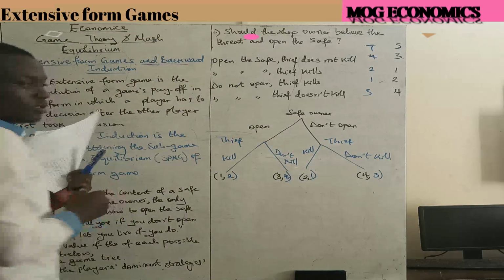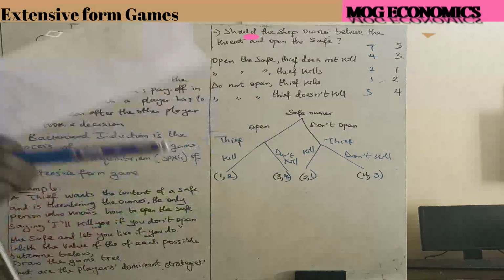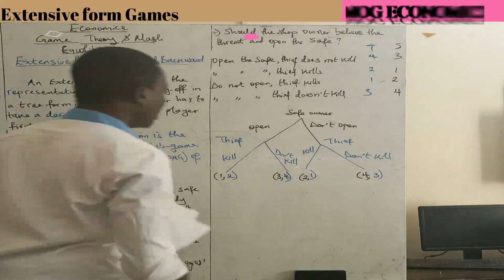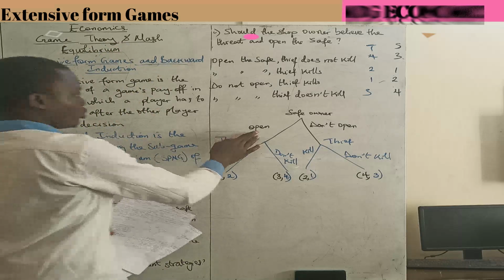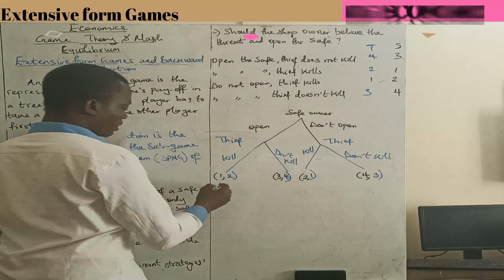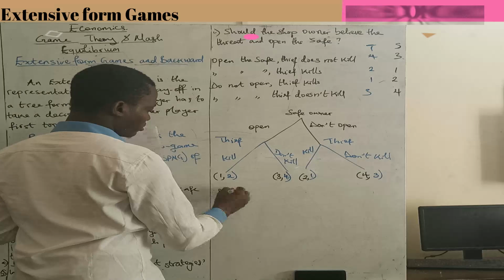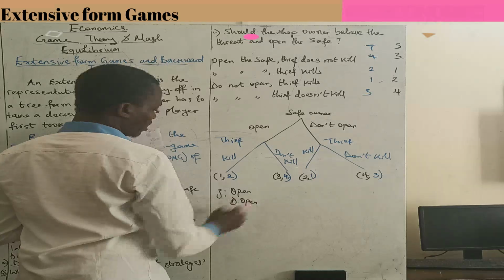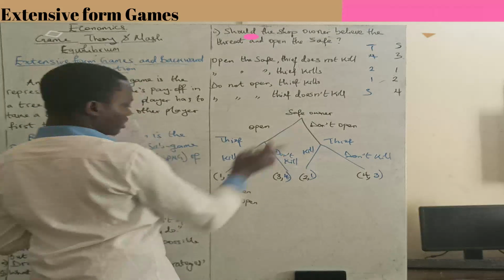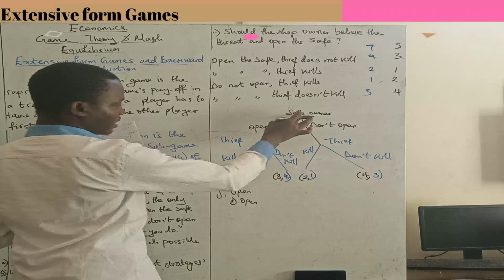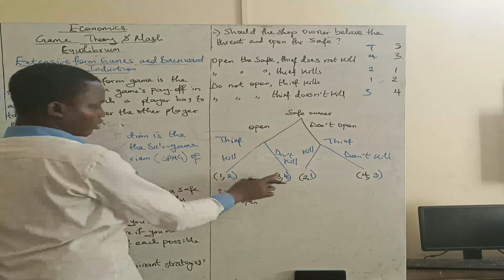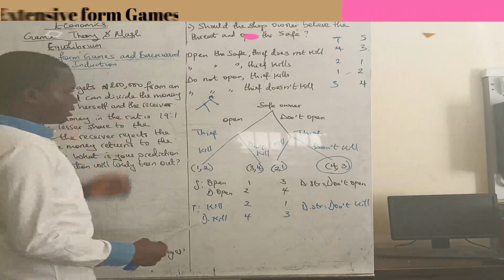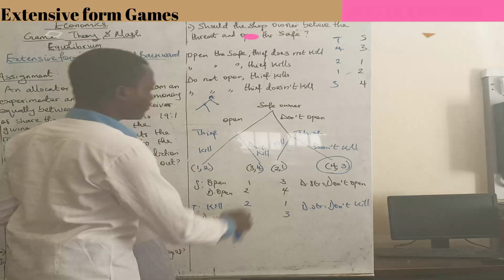How do we get the dominant strategies? So the owner has 2 strategies, either to open or not open. So for the safe owner, you can choose to open or don't open, right? So if he opens, there are 2 possible payoffs. If the safe owner decides to open, he can get either 1 or 3.